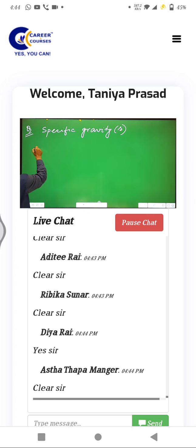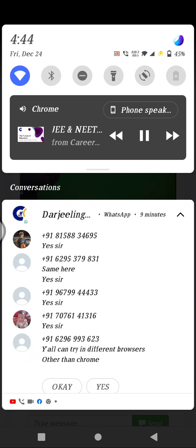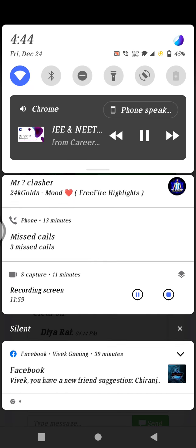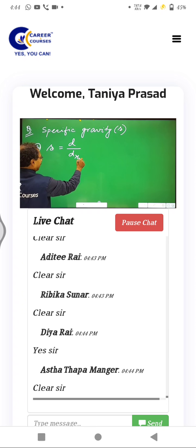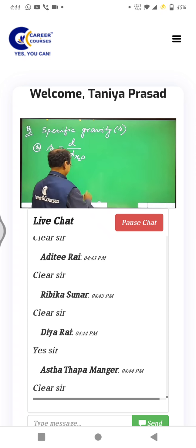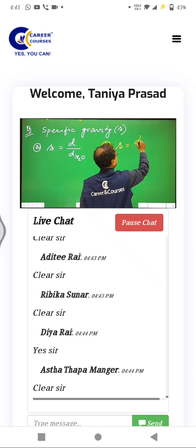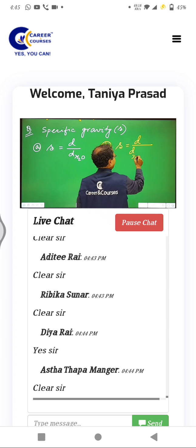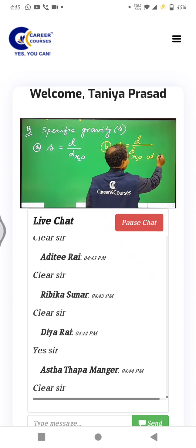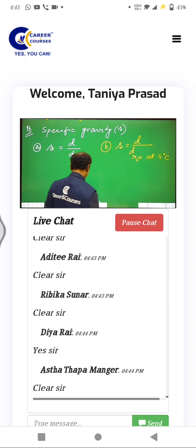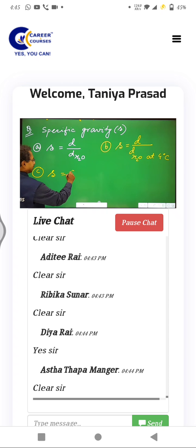I'm giving you 4 options. Option 1, it is the ratio of density of any body and density of water. Option B, it is the ratio of density of any body and density of water at 4 degrees Celsius. Option C, specific gravity is the ratio of density of any body with respect to the density of pure water at 4 degrees Celsius.